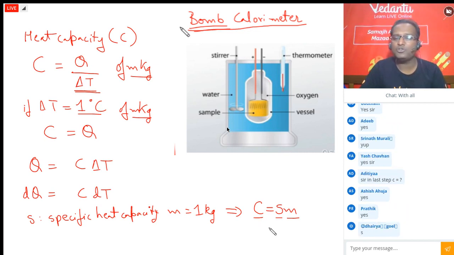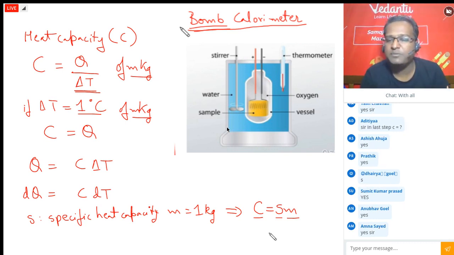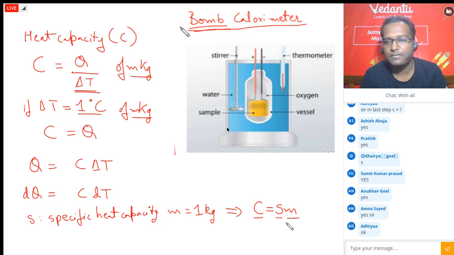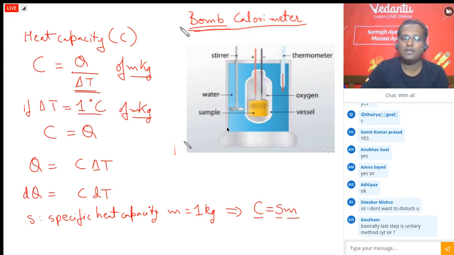Divakar, I refuse to answer that question of what a state function is. Sir, in last step, C equal to specific heat capacity into mass, S into M. Divakar, please direct your question to Shiba ma'am. I'm sure she'll be able to help you. Yeah, so hence I'm saying divert that question to Shiba ma'am.